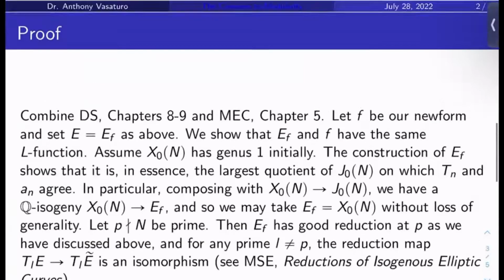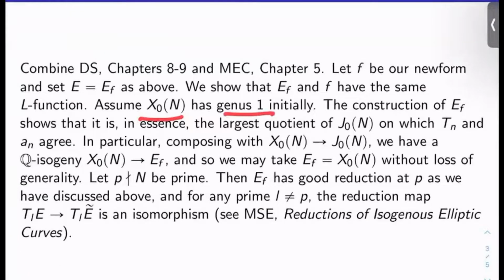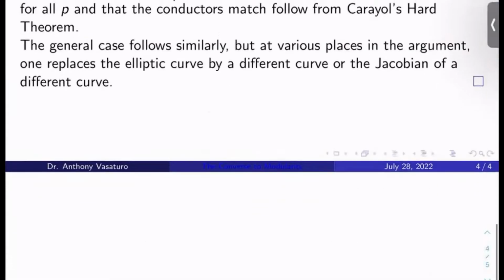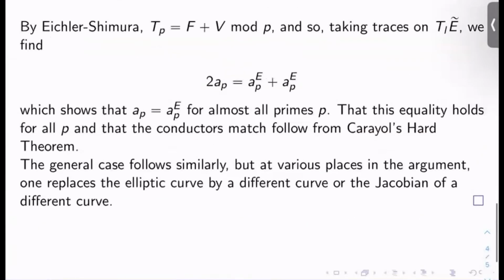Okay, so this was all under the assumption that X_0(N) had genus 1 initially, but the point is that's kind of generically how the argument goes. The general case is similar, but at various places in the arguments, you replace the elliptic curve E_F by a different curve, the abelian variety attached to F or whatever, or the Jacobian of a different curve or quotients of it, various things like that. But the general structure of the argument works exactly like I've shown you here.